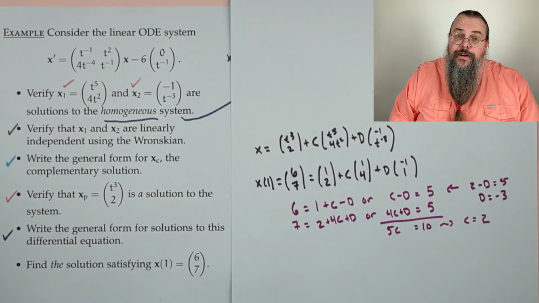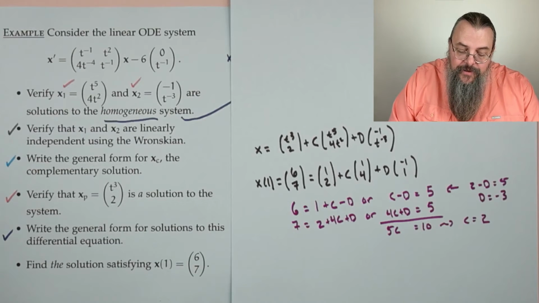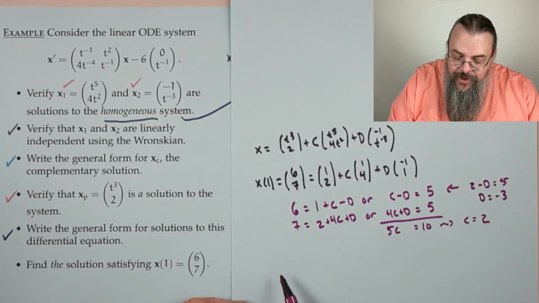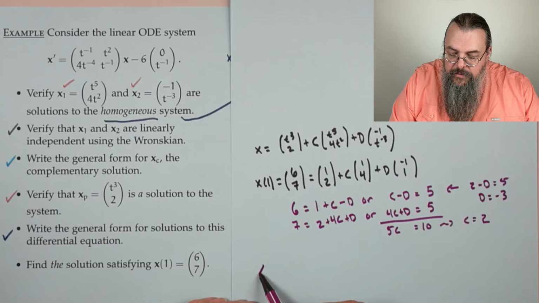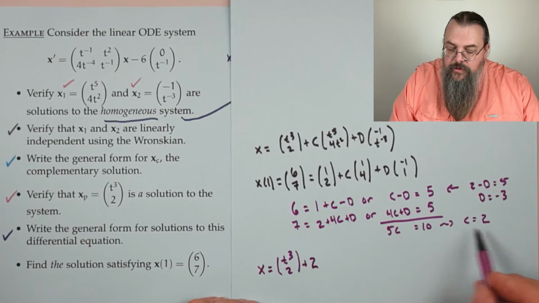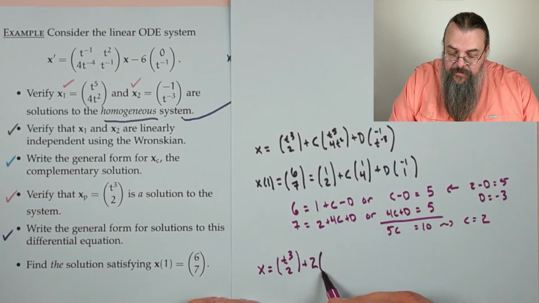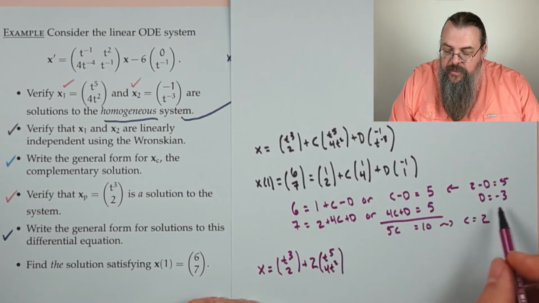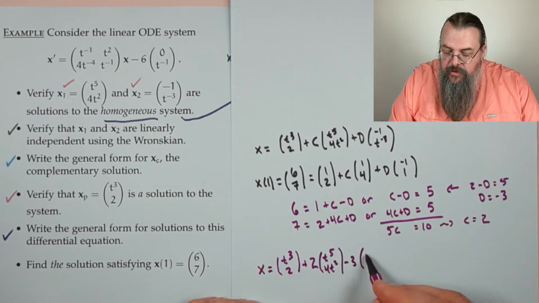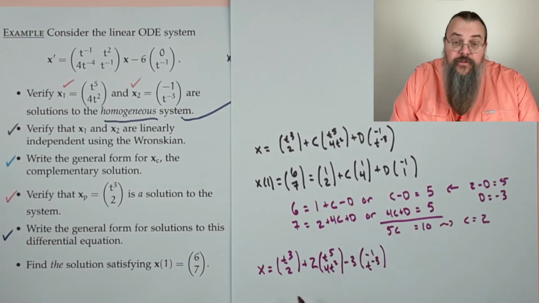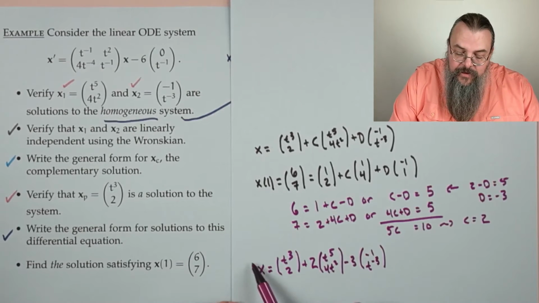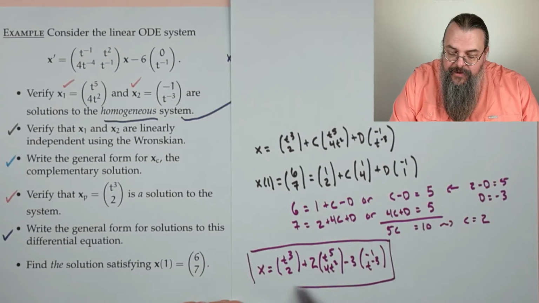So, our answer. What is the solution? Well, it is x is t cubed 2 plus 2, because c is 2, times t to the 5th, 4t squared, and then minus 3 minus 1 t to the minus 3. And that's perfectly fine. And since it's perfectly fine, I'll box it.